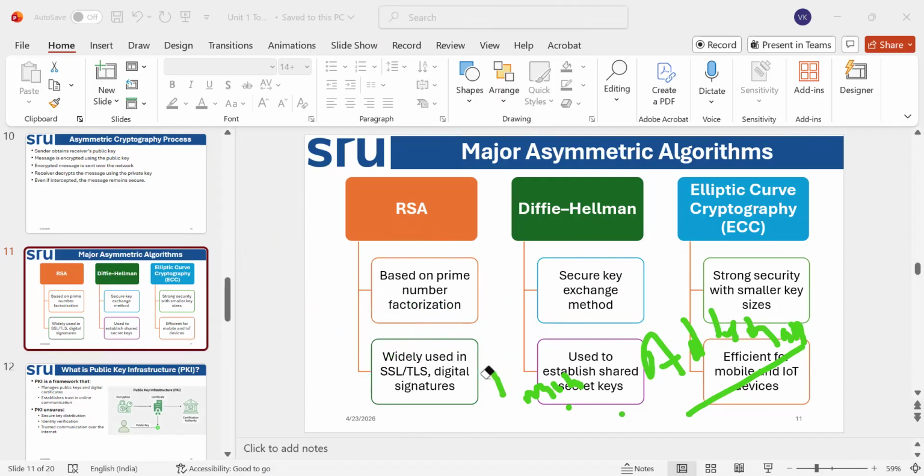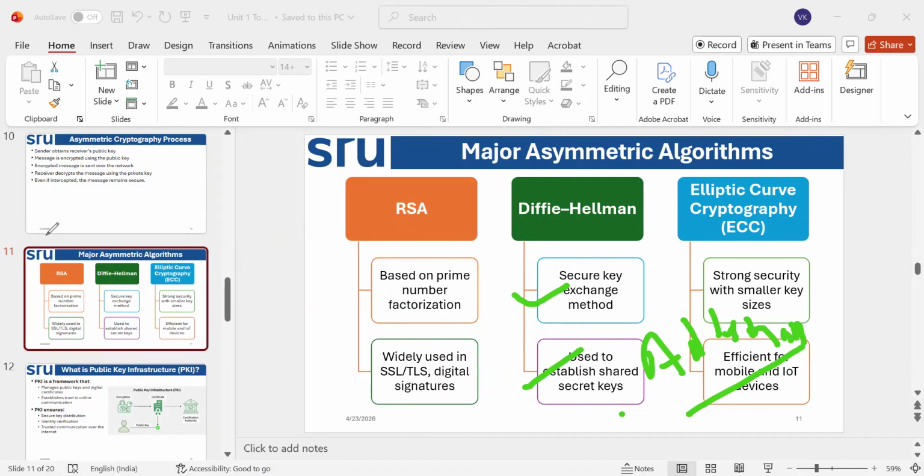Now it is widely used in SSL, Secure Sockets Layer, Transport Layer Security, and digital signatures. Now the Diffie-Hellman method: we already discussed that it is a key exchange method, which was used to establish a shared secret key. Okay, we talked about elliptic curve cryptography (ECC).